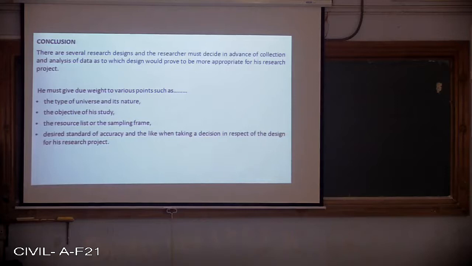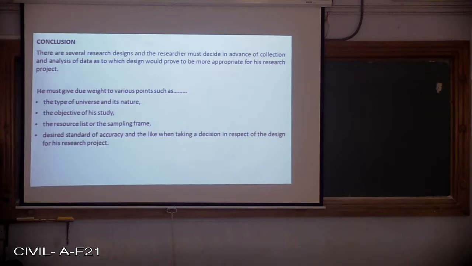So this is the conclusion: there are several research designs and the researcher must decide in advance of collection and analysis of data which design would prove to be more appropriate for his research project. So he must give due weight to various points, the type of universe and its nature, the objective of the study, the source list or the sampling frame, desired standard of accuracy and the like when taking a decision in respect of the design for his research project. So various research designs are available before collection and analysis of the data. One can go with the different research designs, clear, and have their own research design properly.